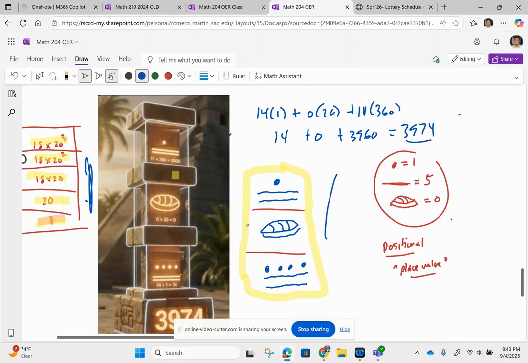So what we now know is that this Mayan numeral represents the value of 3,974. Again, you wouldn't see it with all that notation. I've added all that, but that's the way the number would look. That represents that value there.